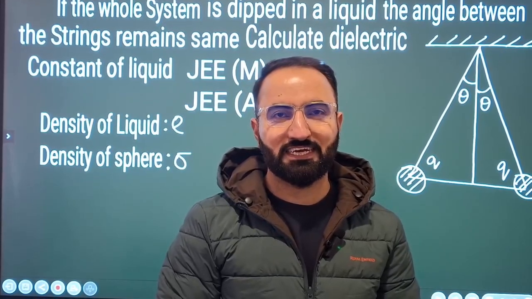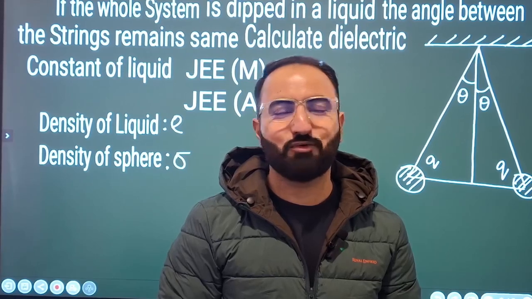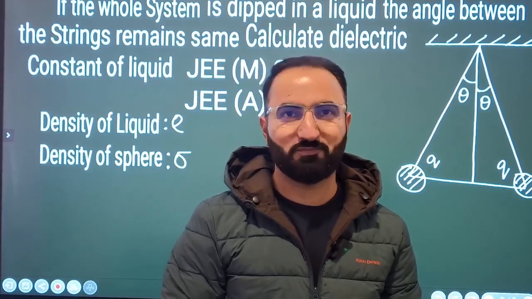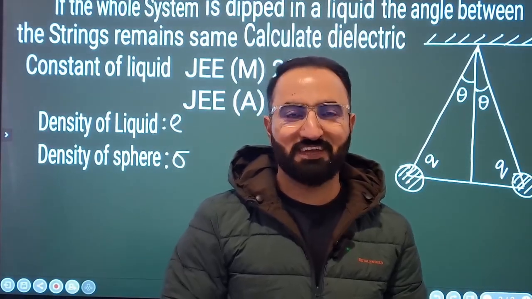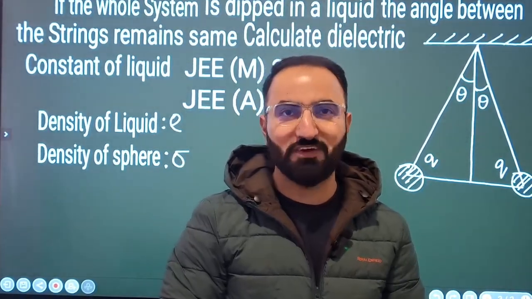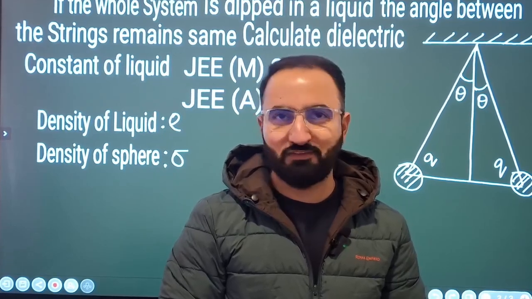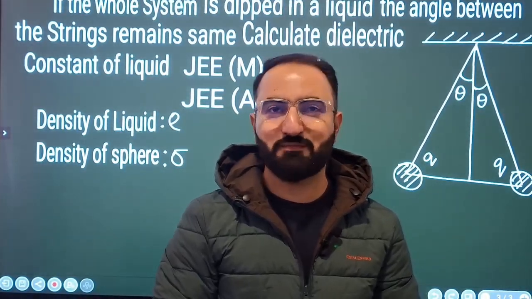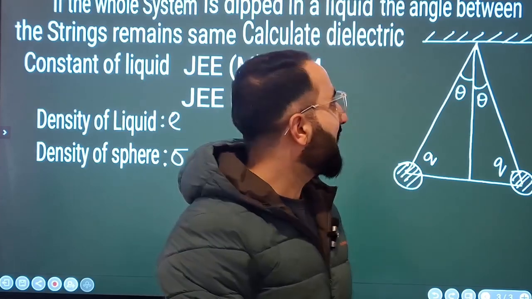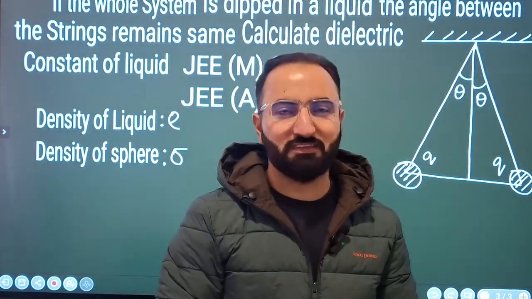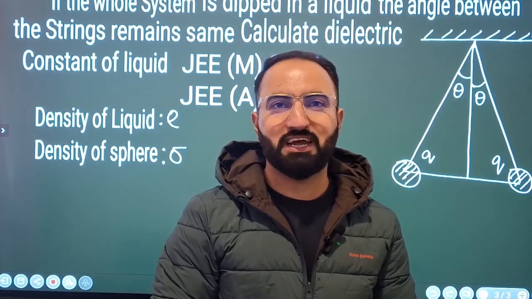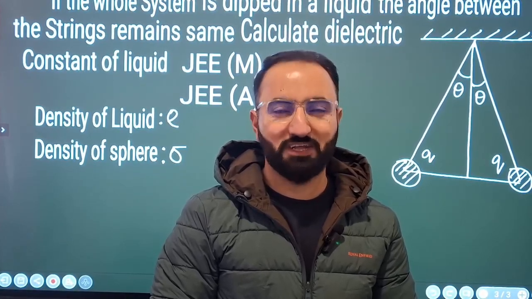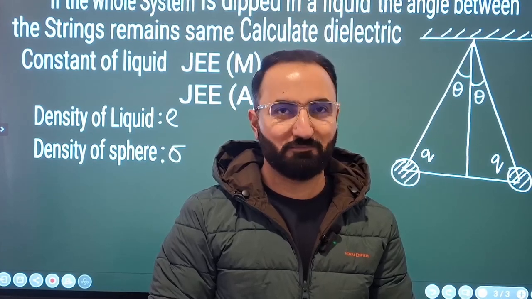Then what next is that this whole system is dipped inside a liquid. That makes the problem a bit more interesting. This whole system is dipped inside the liquid whose density is given to us, and the angles will remain the same. The theta, that is the angle of the string with the vertical, remains the same, and we are supposed to calculate what is the dielectric constant of that liquid in which the whole system is dipped.